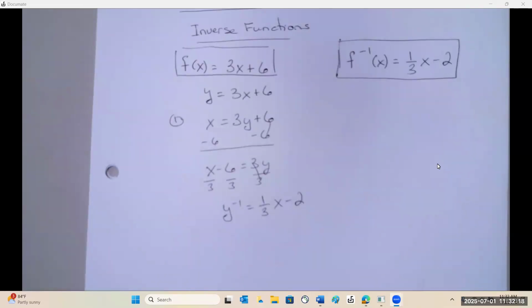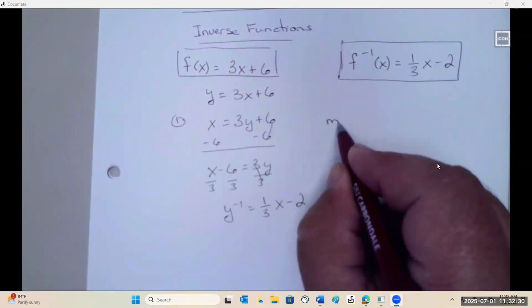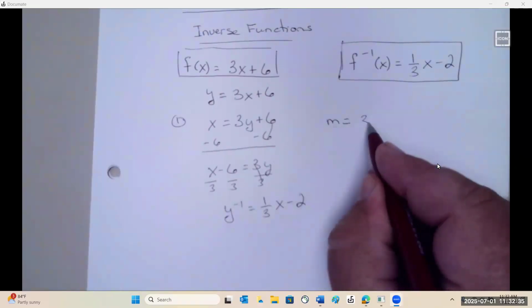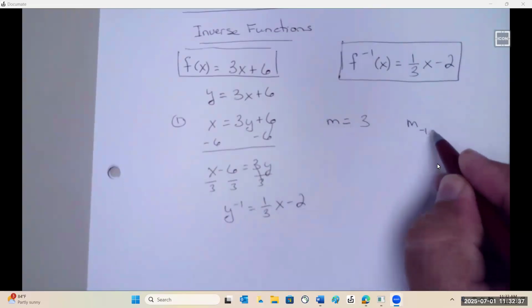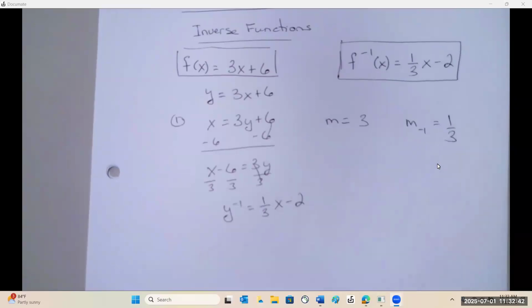Derivatives. What do derivatives find? The slope. So the slope of our first function is what? The slope of our inverse function is what? So what do you notice about it? It's simply the reciprocal of it, or the flip of it? More so, we're going to take that one step further.